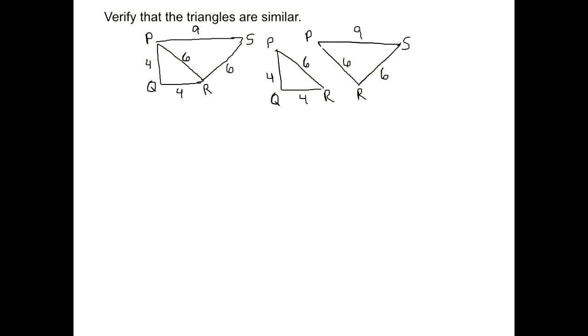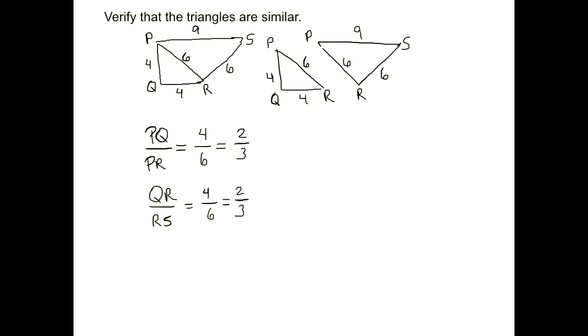So these two are proportional and these two are proportional. And then the larger side here, 6 and 9, will be proportional to each other as well. So if I set up my first proportion of PQ over PR, which equals 4 over 6, and then I reduce that, I get 2/3. My second set of sides here, QR and RS, also equal 4 over 6, which also reduce to 2/3. And my third set is PR and PS, which is 6 over 9, which also reduces to 2/3.